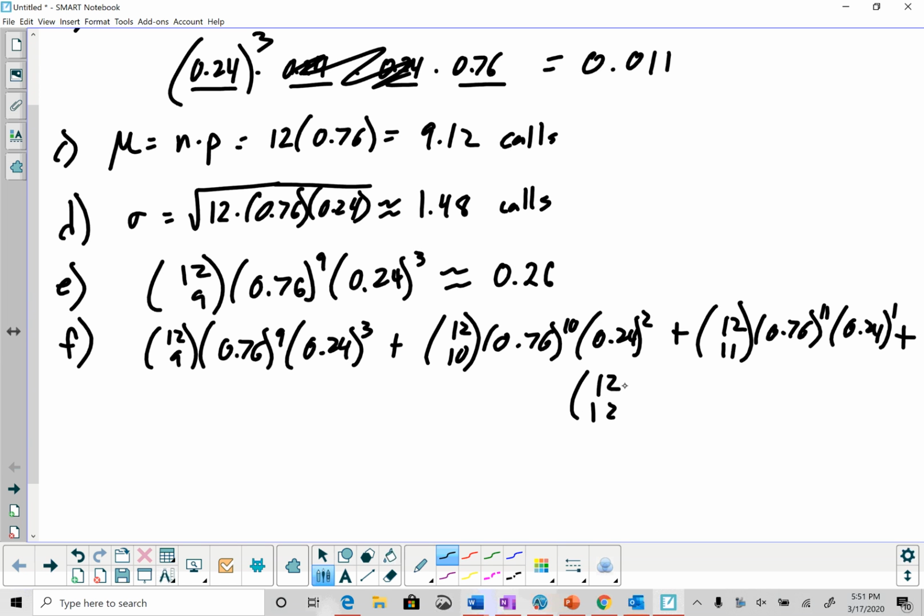12, choose 12 of 0.76 to the 12th power, and of course that's times 0.24 to the 0. Anything to the 0 power is 1. Don't even have to write that down. My, doesn't that just look like so much fun to type that in? And that's only got 4 terms. Technology to the rescue.